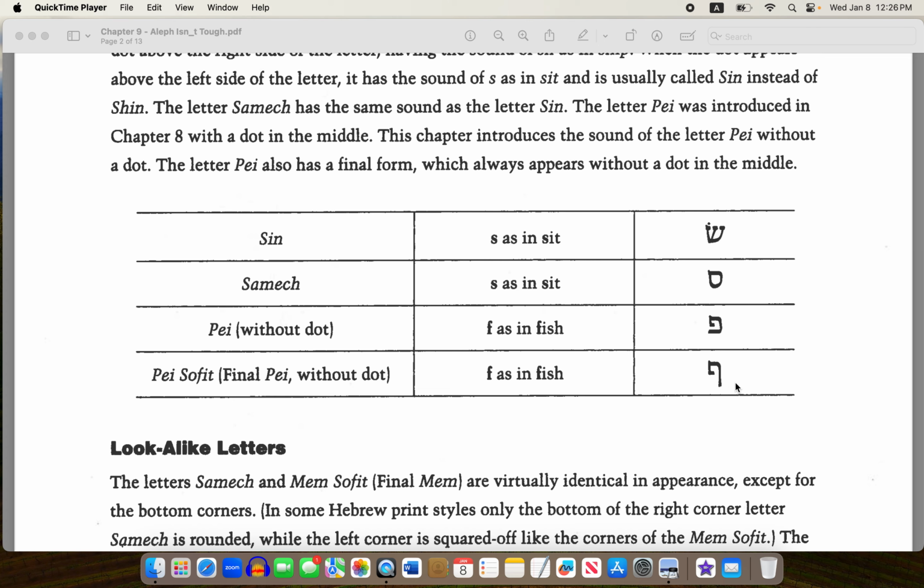Sin, as we spoke at great length, looks very similar to a shin. But remember, shin has a dot on the right. The really poor sexist version that I don't love, but for some people it works: she is always right. So shin is on the right. Or the one I prefer, sin is never right. So sin, the dot is on the left. It's never on the right. So we have sin and samech. They are the same sound. And then notice samech, it is a little rounded on the bottom.